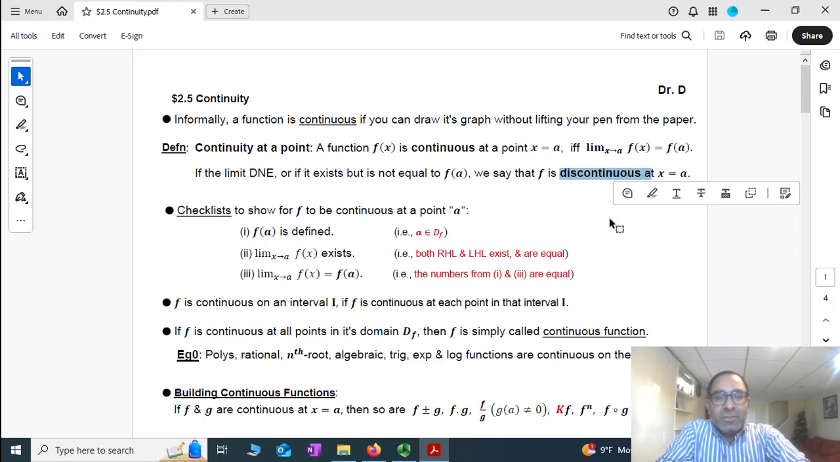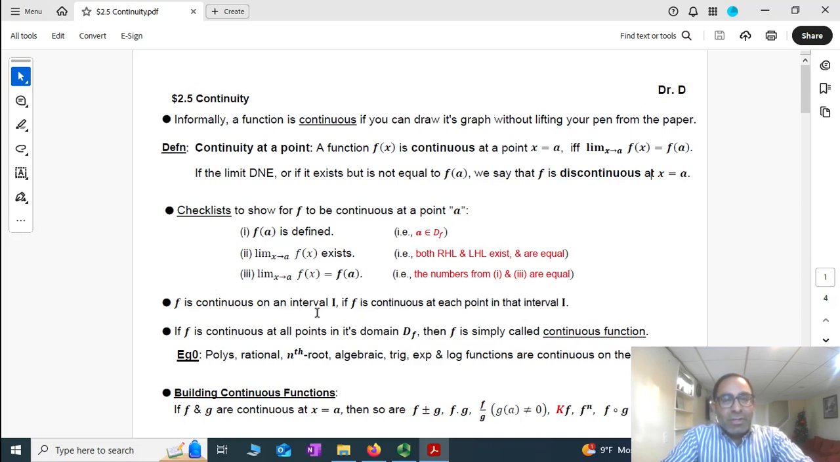Quick checklist to show whether or not f is continuous at a point. We check these three things. First, the function value is defined. Second, the limit of that function as x approaches that particular point exists. Third, both of these values, 1 and 2, that is, the limiting value equals the functional value. If any function satisfies these three conditions at a point a, then we say the function is continuous at a.